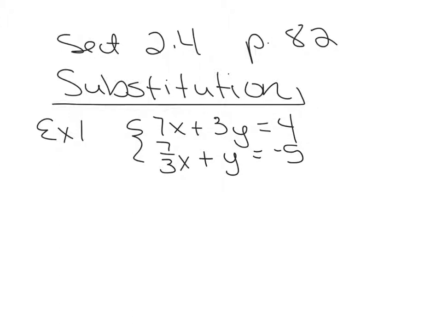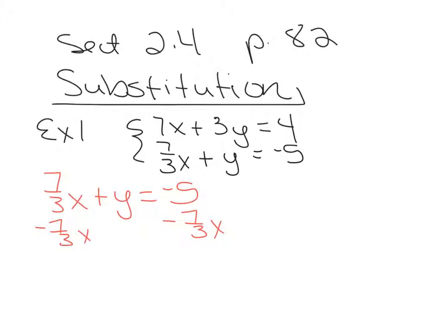So we're going to carry that equation down, and we're going to isolate this y. Because it has a coefficient of 1, it's the easiest one to isolate. To isolate this y, we just need to subtract this x term. So subtracting 7/3 x will bring it to this side as a negative 7/3 x. These now cancel, and we have y equals negative 7/3 x minus 5.